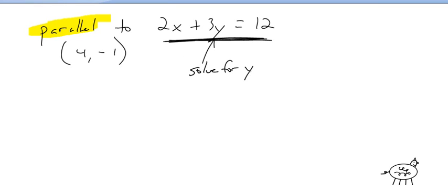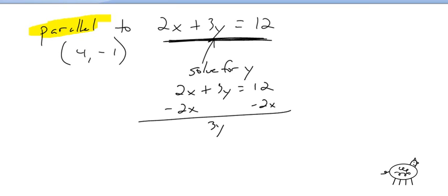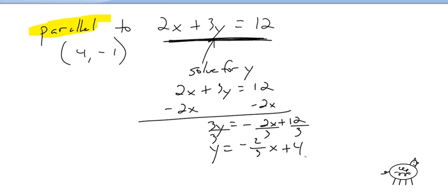So what we're going to do is let me just write it out here. 2x plus 3y equals 12. I can subtract 2x from both sides. You guys should be really good at this. So 3y equals negative 2x plus 12, and then divide by 3. So you get y equals negative 2/3 x plus 4. Now that's only just to get the word parallel, so we can pull off a slope. That's the only reason we did that.